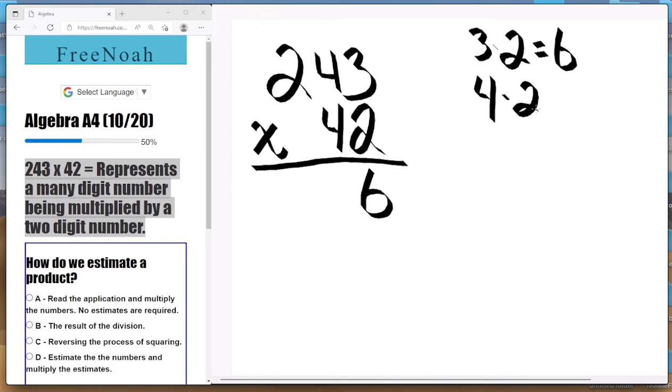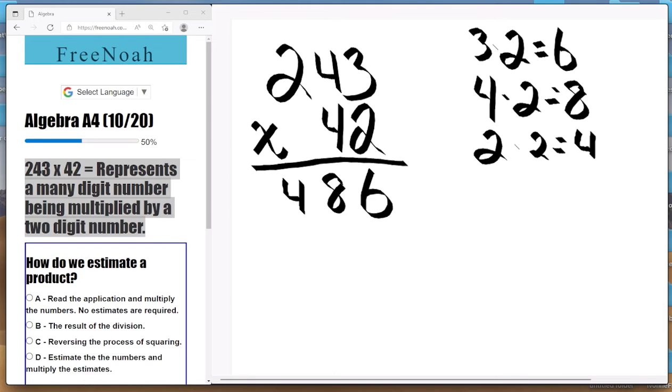Now we do 4 times 2. That'll be 8, and we can simply put the 8 on the left side of the 6. Now we have 2 times 2. That equals 4. There we go. So there was no borrowing or carrying there, right? Now let's continue on. Let's do the tens place value on 42.